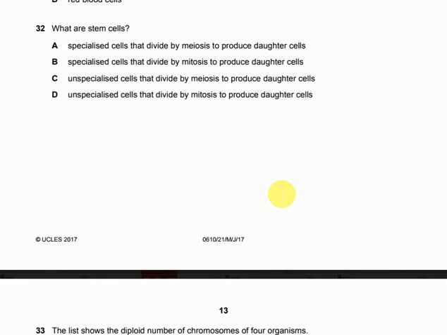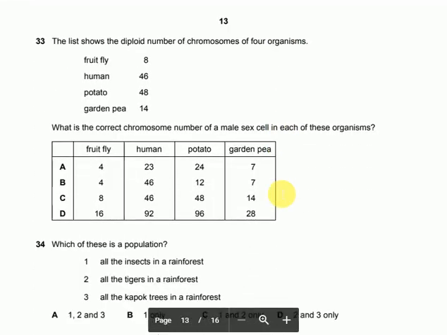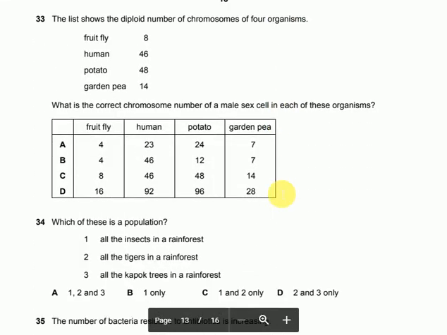So the answer is D. Moving on, question number 33. This is pretty long. The list shows a diploid number of chromosomes for four organisms: fruit fly 8, human 46, potato 48, and garden peas 14. What is the correct chromosome number of a male sex cell in each of these organisms?